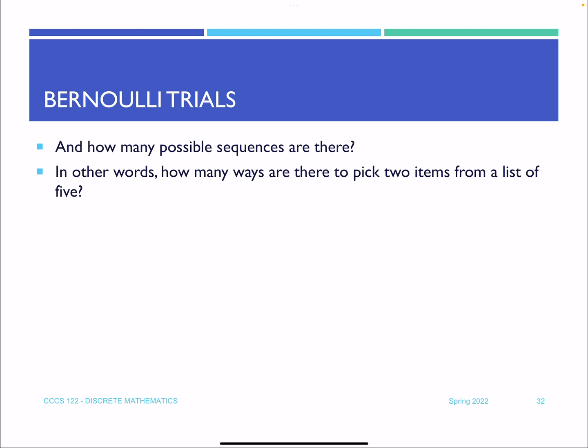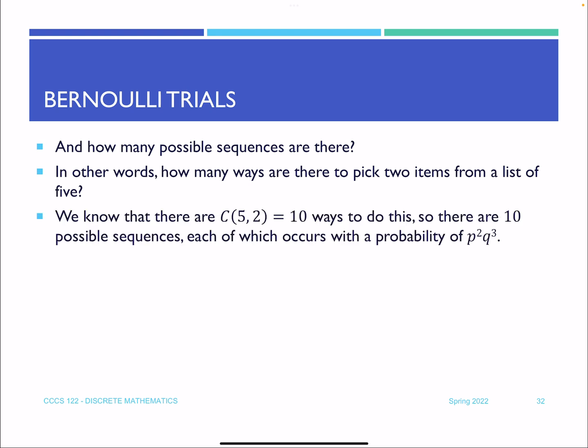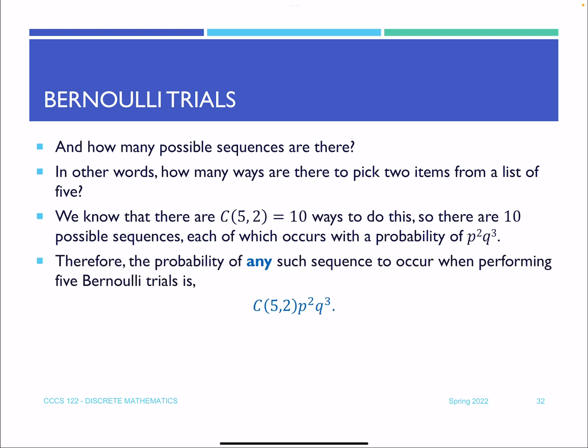And that brings us to the question, how many possible sequences are there? In other words, how many ways are there to pick 2 items from a list of 5? We have a formula for that. We can use combination again. C(5,2), which if you expand and evaluate it, comes out to 10 ways to do this. So there are 10 possible sequences, each of which occurs with a probability p squared q cubed.